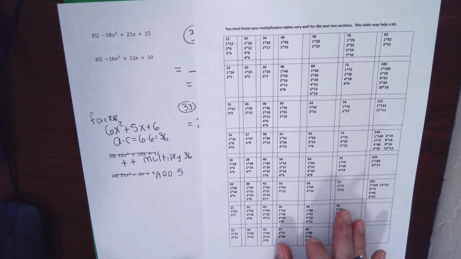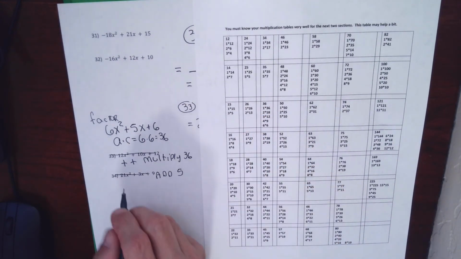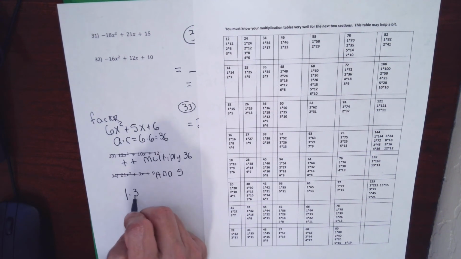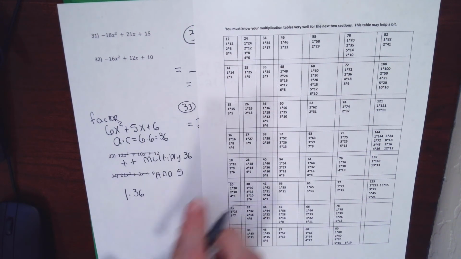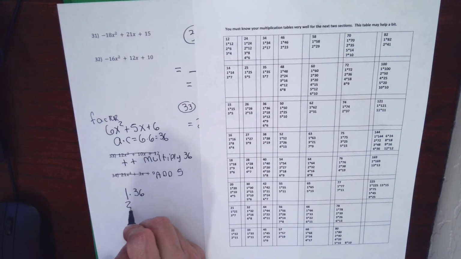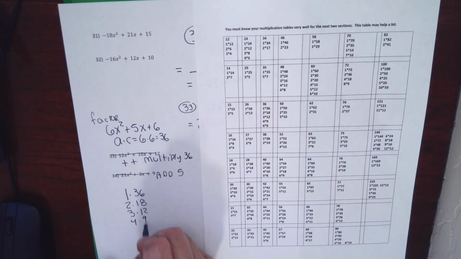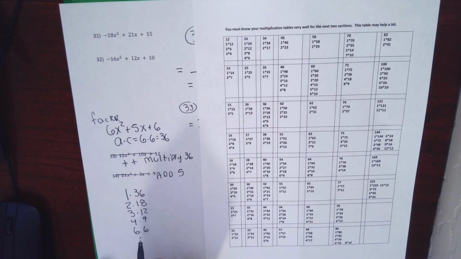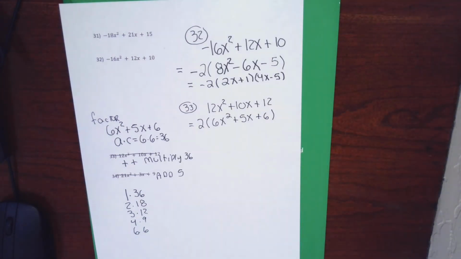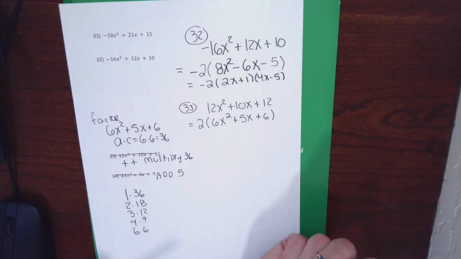So if I look at the double positive factors of 36, 1 and 36 are double positive, they multiply to 36. 2 and 18 are double positive, they multiply to 36. 3 and 12, 4 and 9, and 6 and 6. They have to be double positive, they have to add to 5, they have to multiply to 36. So those are all my choices of double positive factors that multiply to 36. When a problem doesn't have any negatives, you can't put negatives into your factors.